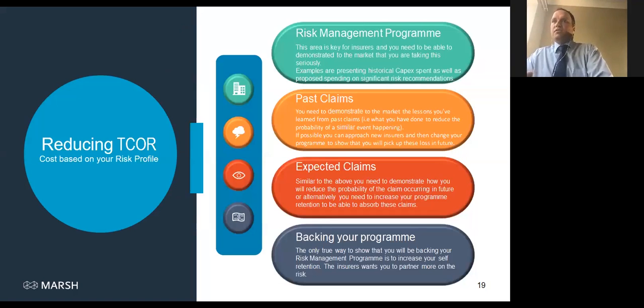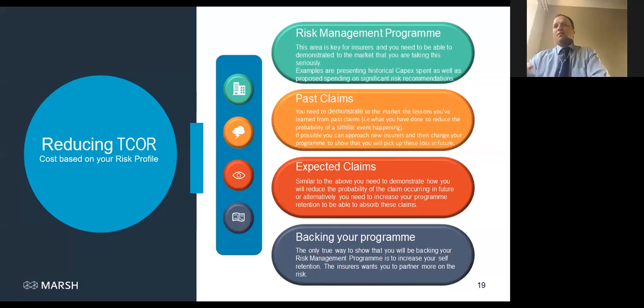So what can you do to reduce this specific component of total cost of risk? As everyone loves a good story, you need to tell that story to the insurance market, addressing the following factors. 1, focus on your current risk management program. What have you done to address past risk recommendations? And what are you planning to do on current risk recommendations? It all comes down to your past and planned CapEx spend.